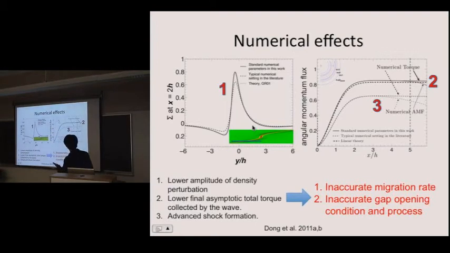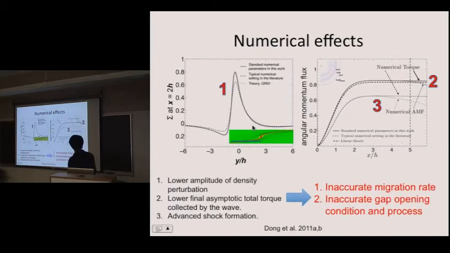So the first thing to look at is the final value here. While our numerical simulation agrees with theory, you see this, which we call the literature simulation, shows a 20 to 25% decrease here. This is the total torque on one side. And the difference between the torques on the two sides gives you the migration rate. If you get the torque on one side wrong by 25%, you don't know whether you got the other side wrong by the same amount. And there's no way you can tell whether the difference between the two is still correct.